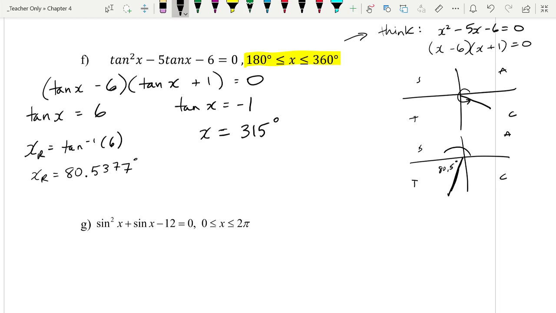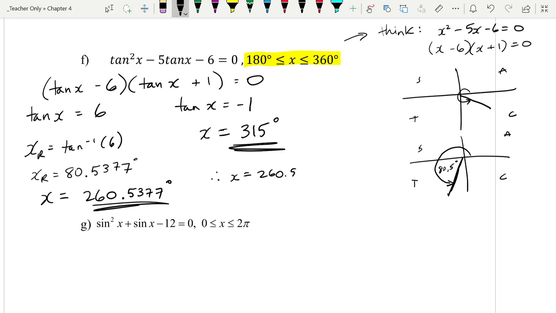So how do I figure out the actual name of that angle? I would add 180 to it. So my x is going to equal 180 added to that, which is 260.5377 degrees, and then underline them, circle them, put boxes around them. Sometimes people even just go, therefore, x can be 260.5377 degrees, comma, 315 degrees. They'll put all the answers in one line just to make it easier for me to find.